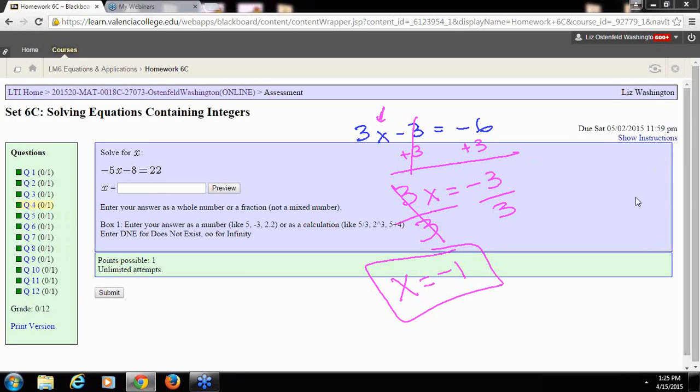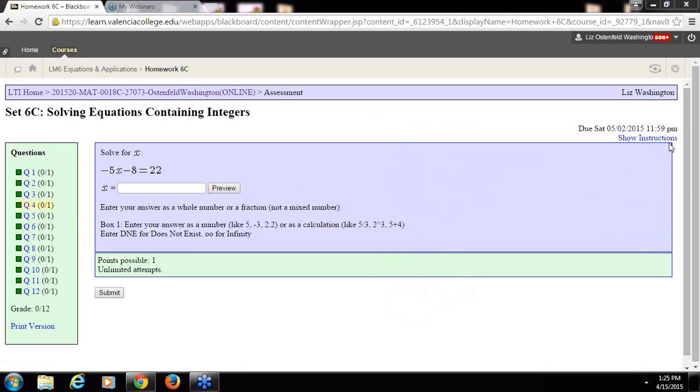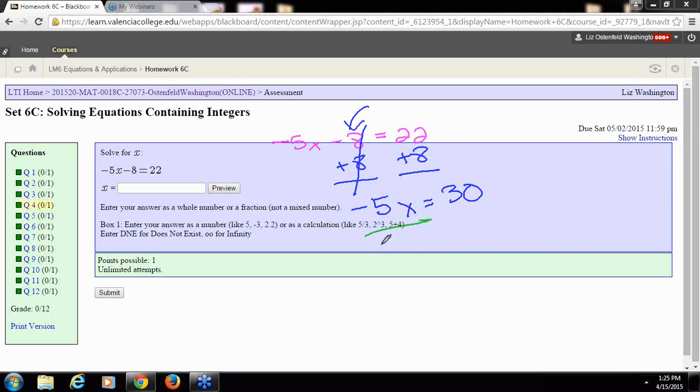Same thing on this exercise. Here, I have -5x minus 8 equals 22. Again, I'm going to get rid of the term that is furthest away from the variable, which is the -8. I'm going to do that by using the opposite operation, which is positive 8. I'm left with -5x equals 30. And again, using my opposite operation, -5 is being multiplied by x, so the opposite of multiplication is division. So I'm going to divide on both sides, and I'll be left with x equals -6.